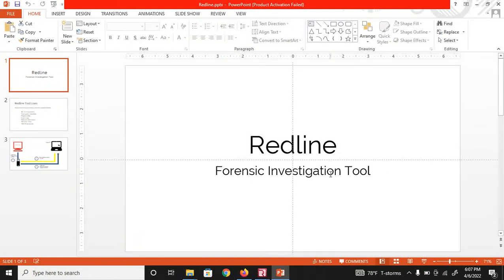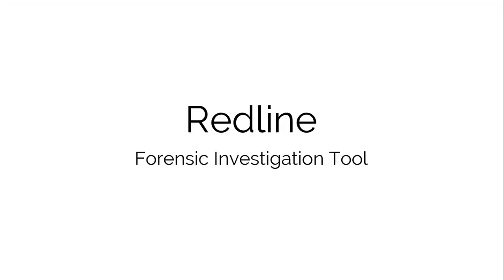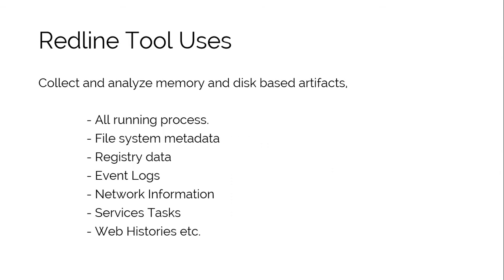So, the forensic investigation tool that I have selected is the Redline tool, and it is a free analysis tool that you can download from the internet. Redline is used to collect and analyze memory and disk-based artifacts, for example all running processes, file system metadata, registry data, event logs, network information, services, and web histories.